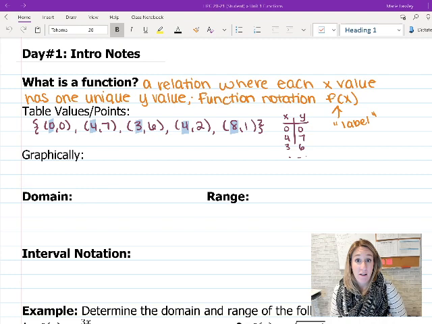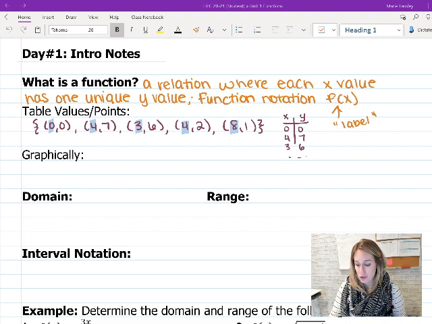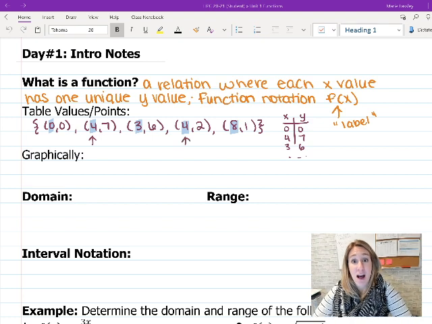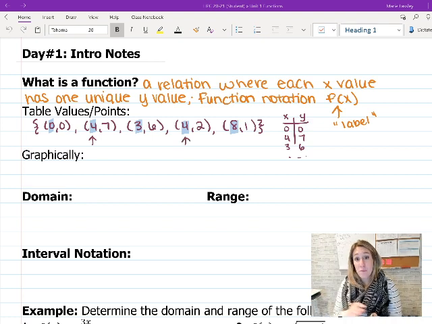Now, if all of these x values are unique, like we don't repeat any of them, that means this would be a function. However, in this problem, you can see that we do repeat x's. We have two x's that are the same. That means for the value x equals 4, if you plug 4 into an equation, you're going to get two different y values. That is a red flag. That means not a function.